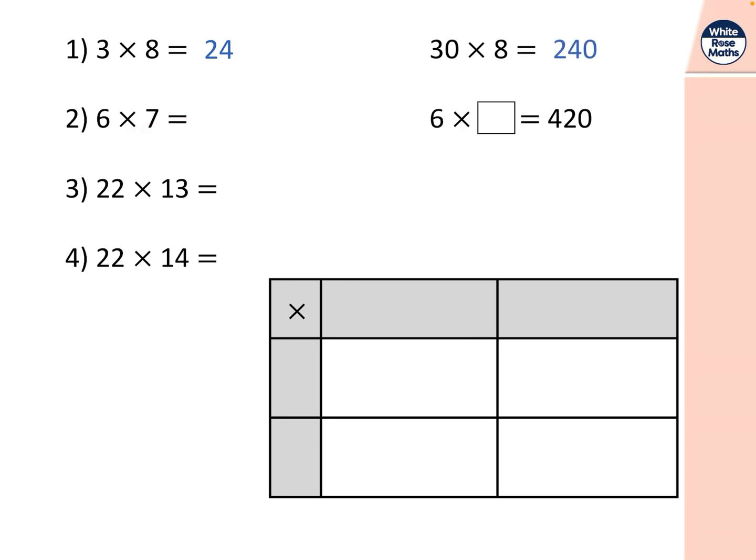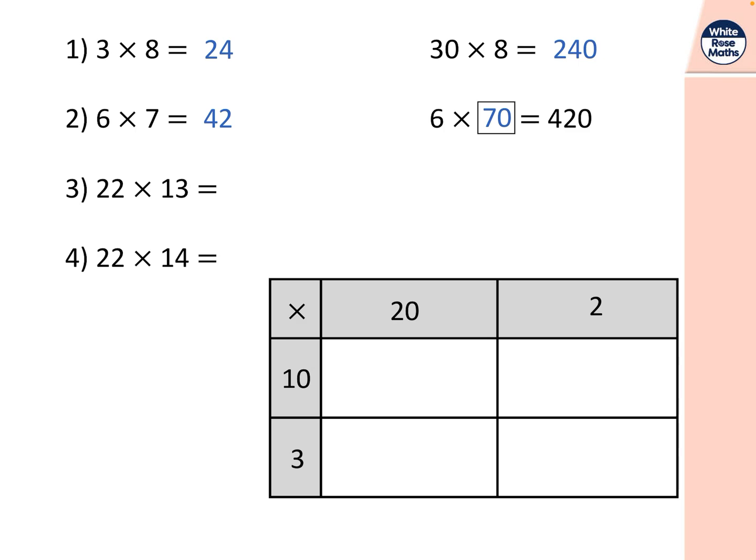6 times 7, use your times tables. 6 times 6 is 36. Add on 6 is 42. Now let's have a look. That's going to be 42. Let's have a look over here. 6 times something is 42. Remember, this is 10 times larger. So it's 10 times larger, so we make it 10 times smaller. We're going to make this one 10 times larger. It's 70. Well, I don't know if you spotted that.